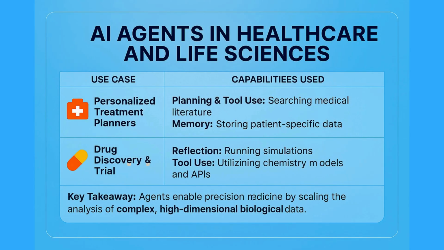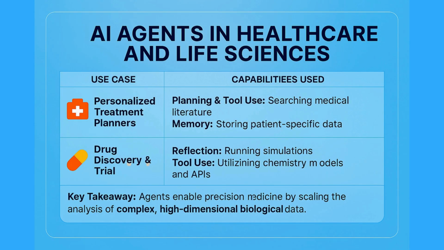In the evolving landscape of healthcare and life sciences, AI agents are emerging as powerful catalysts for precision medicine and accelerated research. This slide highlights how agents enhance both clinical decision making and drug discovery by leveraging their ability to process vast complex datasets. For personalized treatment planning, agents integrate patient history, genomic data, and the latest medical literature to generate tailored therapeutic recommendations. Their use of planning, memory, and tool access ensures decisions are both data driven and context aware. In drug discovery, agents simulate molecular interactions, reflect on outcomes, and iteratively refine compounds, dramatically reducing lab time and cost.